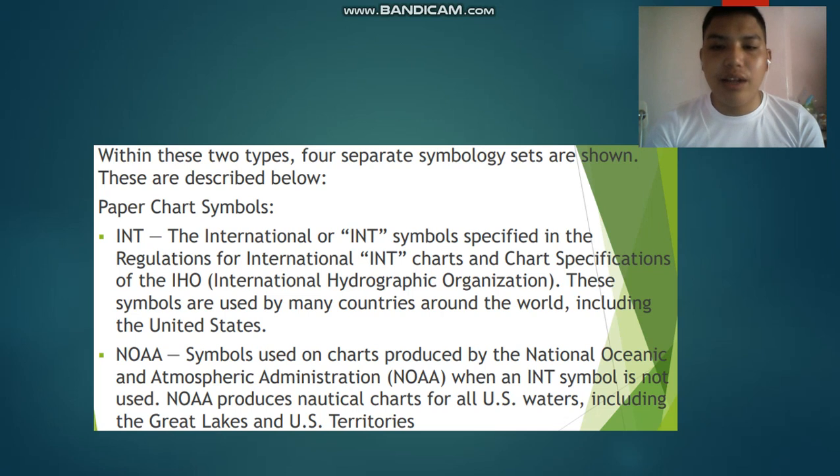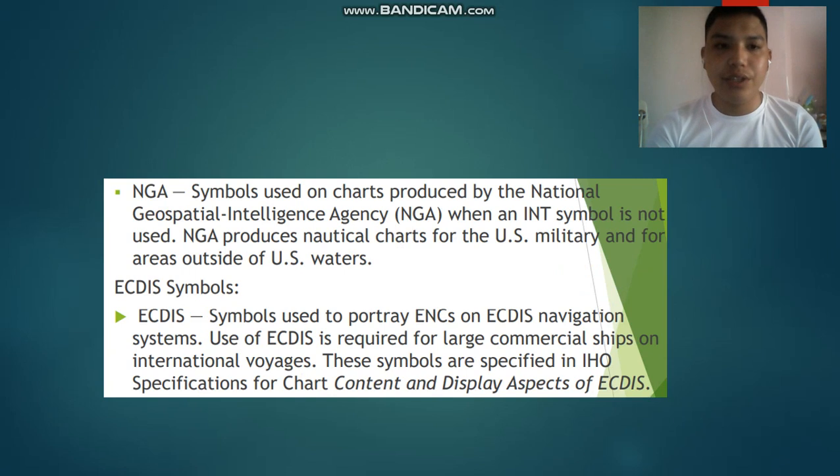When an INT symbol is not used, NOAA produces nautical charts for all U.S. waters, including the Great Lakes and U.S. territories. NGA symbols used on charts produced by the National Geospatial-Intelligence Agency or NGA. When an INT symbol is not used, NGA produces nautical charts for the U.S. military and for areas outside the U.S. waters. ECDIS symbols used to portray ENCs on ECDIS navigation systems.